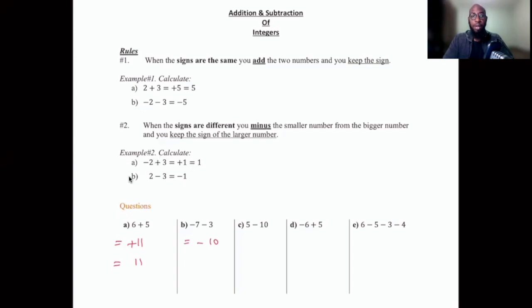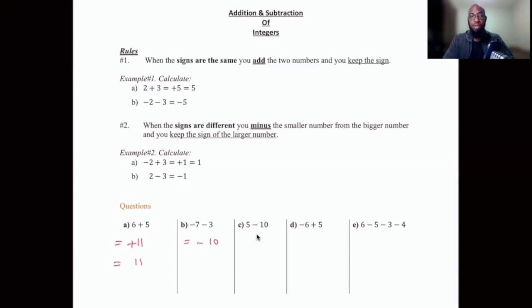All right. Part B, we have 2 minus 3. Now in front of 2, it's understood that sign being positive. In front of 3, it's negative, right? So the signs are different. Once the signs are different, you minus the smaller number from the bigger number. So 2 being the smaller number, 2 from 3 is 1. And you keep the sign of the larger number being 3. So the answer is negative 1. So that's the answer for part B.